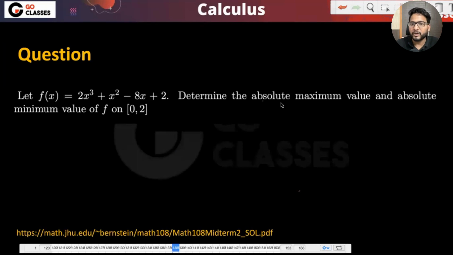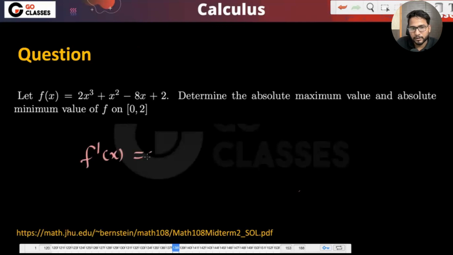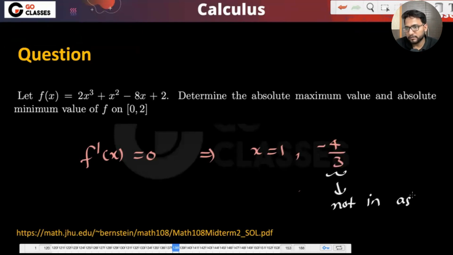Now let's see this question. Determine the absolute minima and maxima on this interval. So how to solve this question? Basically, you need to follow the steps: f dash x equal to zero. And then maybe I can do it. What are the roots I'm getting? 1 and minus 4 by 3. Okay, so if you do f dash x equal to zero, then you will get x equal to 1 and minus 4 by 3. Minus 4 by 3 is not in this interval, not in the asked interval. So let's just reject it. So x equal to 1 only.